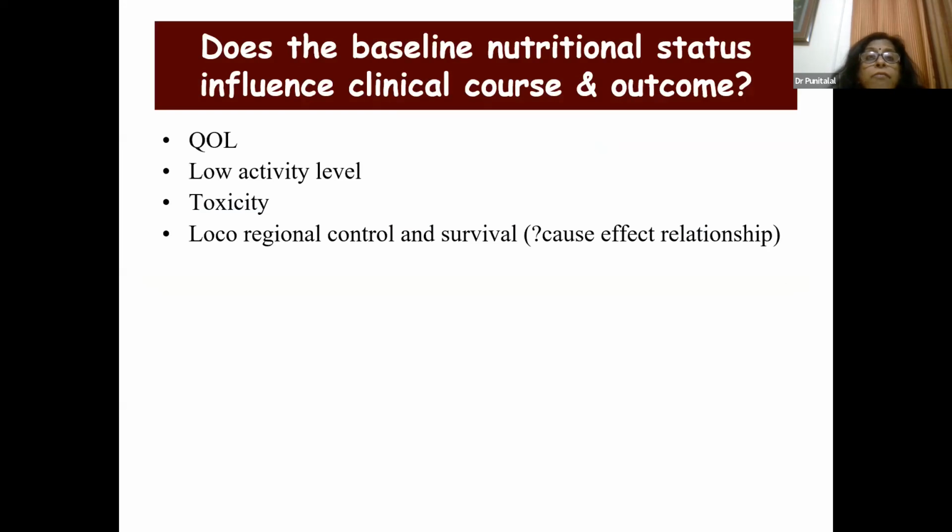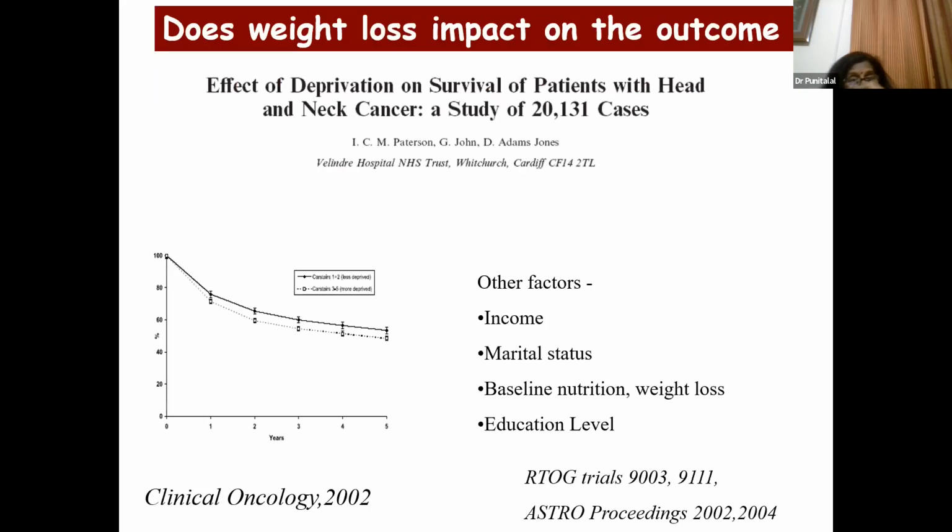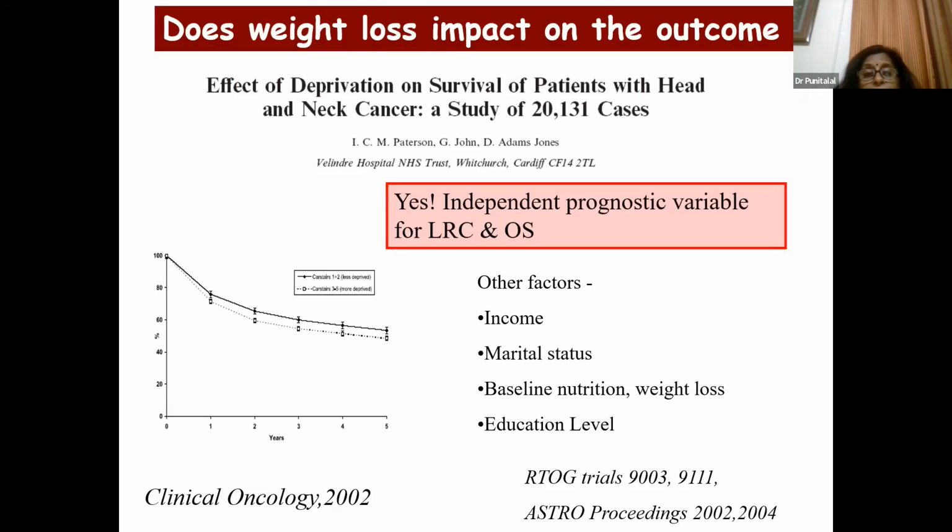Okay, so in the next half an hour or so, we will discuss very briefly the baseline nutritional status and how it influences our way of thinking, because it impacts everything: the quality of life, the patient's compliance, the toxicity profile or spectrum that we get to see, and of course the outcomes in terms of local regional control and even survival. There are enough studies which have shown that all those who are malnourished tend to perform poorly, both in terms of control of the disease and in terms of the survival status of these cancer patients.